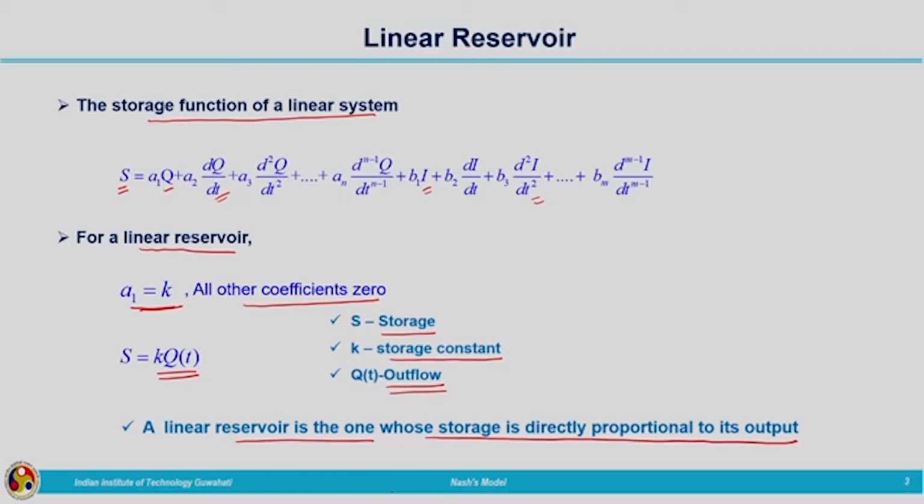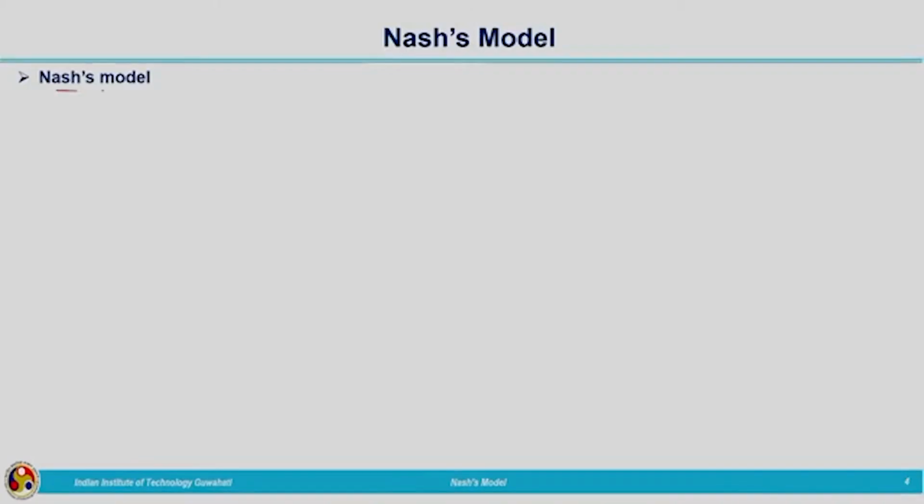So, in case of any problem related to linear reservoir, even if the condition is not given to you, you can assume that the storage is equal to KQ. K is the storage coefficient and Q is the outflow. Now, we are moving on to Nash model.